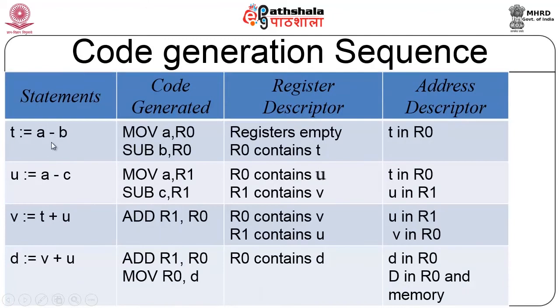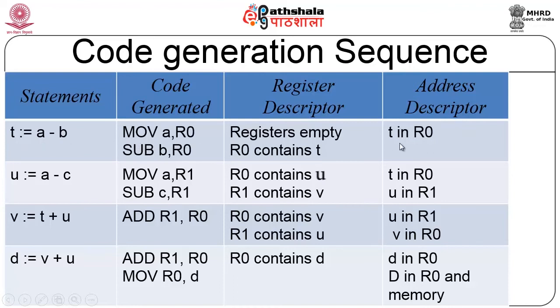T is equal to A minus B. According to the simple code generator function, what will you do? We have to issue a command move A comma R0, that is, you have to get a register. Assuming that I have only 2 registers here, I am calling the registers R0 and R1. Assuming get register is going to issue a register called R0, A is my Y and B is my Z here. So I will issue a command move A comma R0.